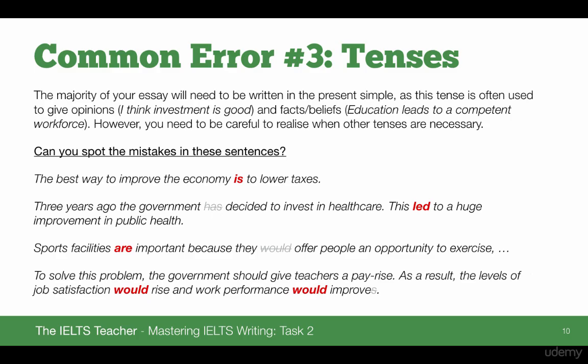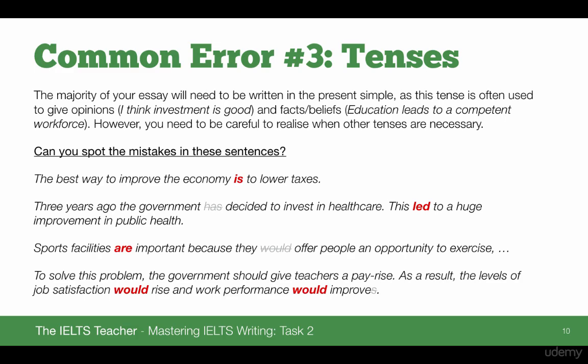The best way to improve the economy is to lower taxes. So it's your view, it's your belief. When we give these beliefs, you only need to use the present simple. 3 years ago, the government decided to invest in healthcare. We have a specific time in the past, 3 years ago. Therefore, we use the past simple. This led to a huge improvement in public health. Again, it's something that happened in the past, so we use the past simple.